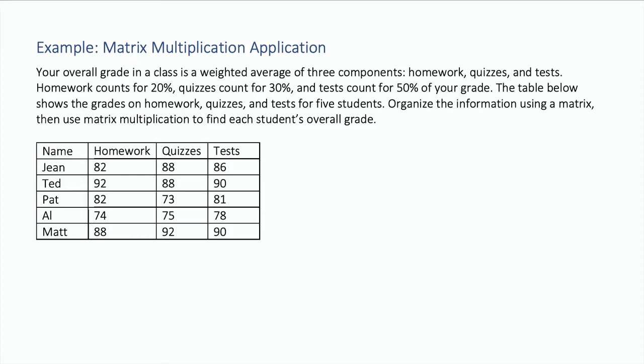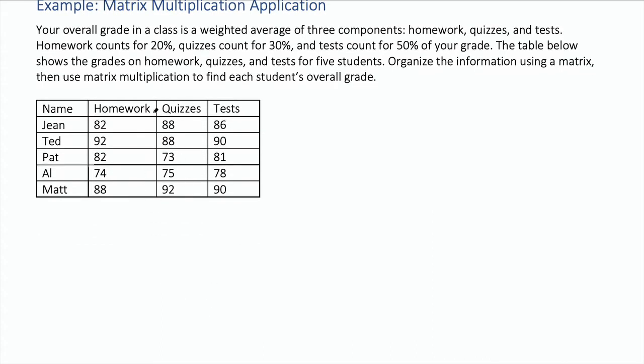Your overall grade in a class is a weighted average of 3 components: homework, quizzes, and tests. Homework counts for 20%, quizzes count for 30%, and tests count for 50% of your grade. The table below shows the grades on homework, quizzes, and tests for 5 different students in the class. Organize the information using a matrix and then use matrix multiplication to find each student's overall grade.